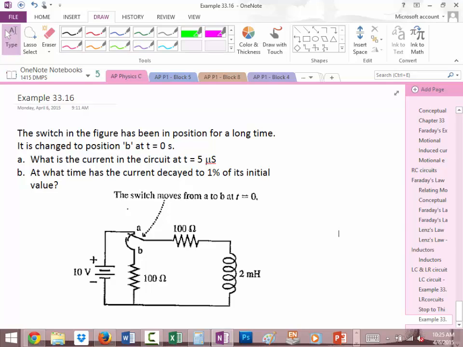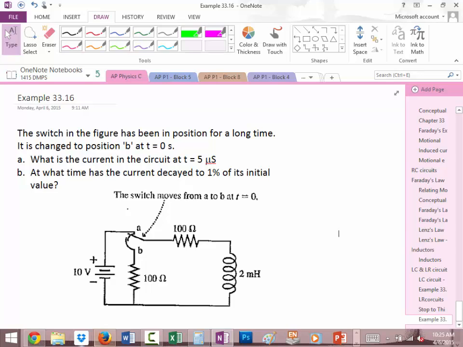All right, the switch in the figure has been in position A for a long time. It's changed to position B at time t equals 0 seconds. What is the current in the circuit at 5 microseconds? And then at what time has the current decayed to 1% of its initial value? So this is really just, can you use that equation again, right? Let's give it a shot.